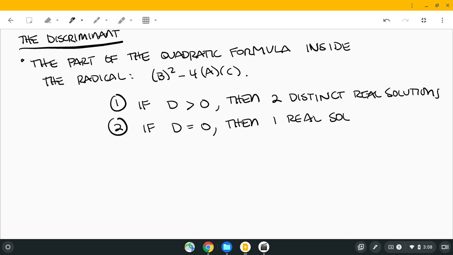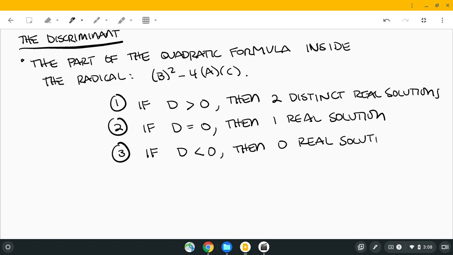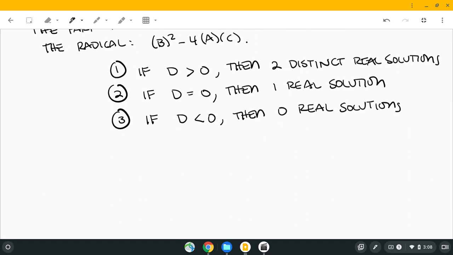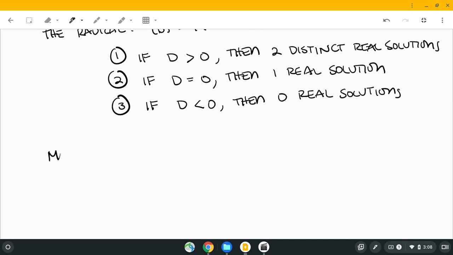And this will make sense once we take a look at it and inspect. If the discriminant b squared minus 4ac turns out to be negative, then we end up with a negative underneath the square root, in which case we have no real solution. We end up with imaginary. So it makes sense. Let's just inspect this.